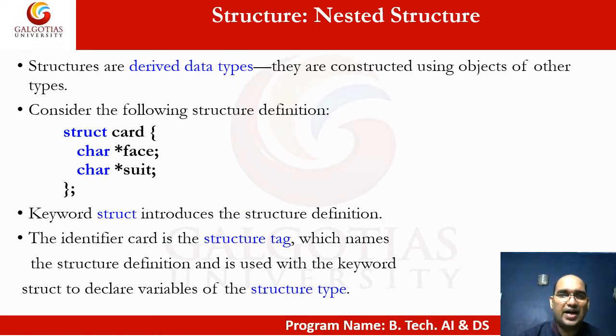So structures are derived data types. They are constructed using objects of another type. So consider the following structure definition. Struct card, char face and char suit, both of them are of pointer type, which can be utilized as string, right? The keyword struct introduces the structure definition. The identifier card is the structure tag, which names the structure definition and is used with the keyword struct to declare variables of structure type, right? This thing we have covered in the last session also in detail.